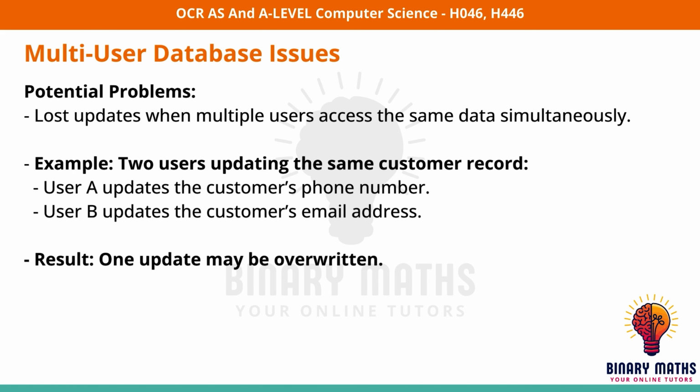In a multi-user database, multiple people can access and update data simultaneously. This can lead to problems such as lost updates. For example, imagine two users updating the same customer record. User A changes the customer's phone number. User B updates the customer's email address. If both users save their changes at the same time, one update might overwrite the other. This is where record locking comes in, and we'll discuss this next.